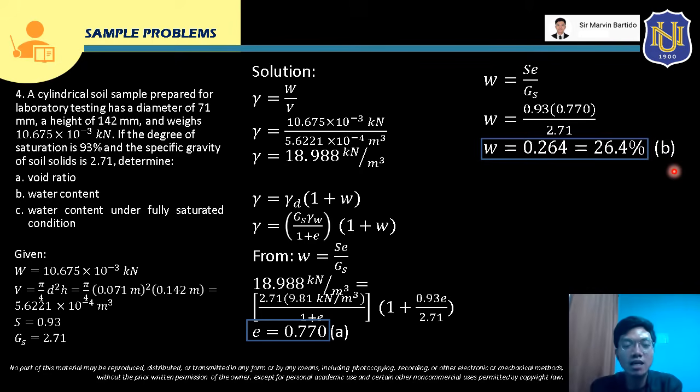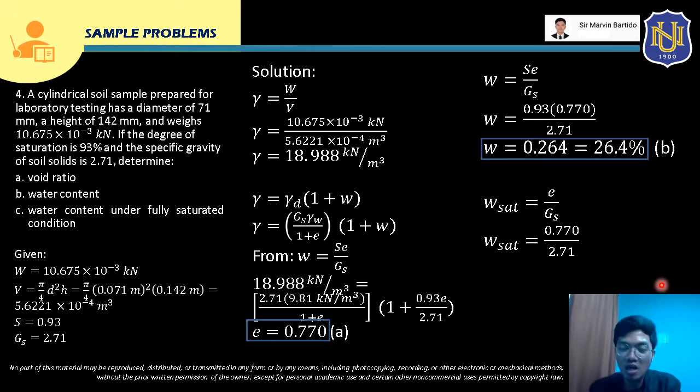This is the water content. Now, for letter C, the question here, class, is the water content under fully saturated condition. So under fully saturated condition, our S, or degree of saturation, is already 1. Right? So we can use GWES again. S is automatically 1. So if we are solving for W sat, this is equal to e over G sub S, since S is 1 because it is fully saturated, class. The e that we solved is still the same, and the specific gravity also does not change.